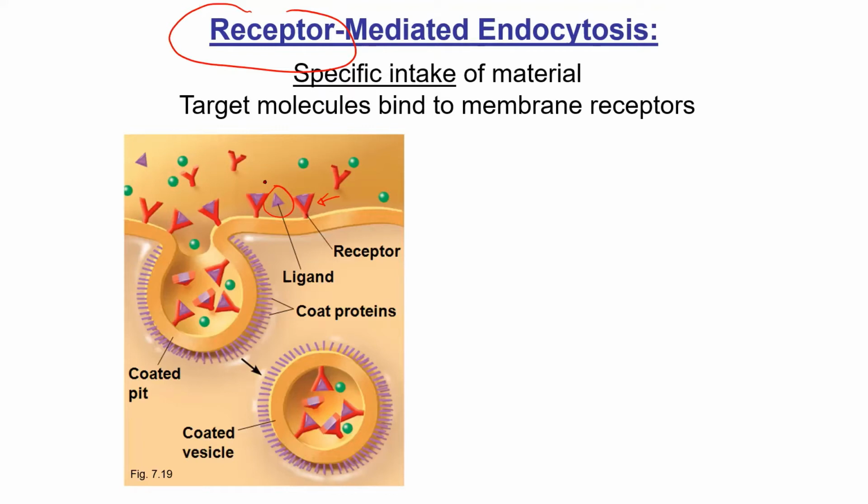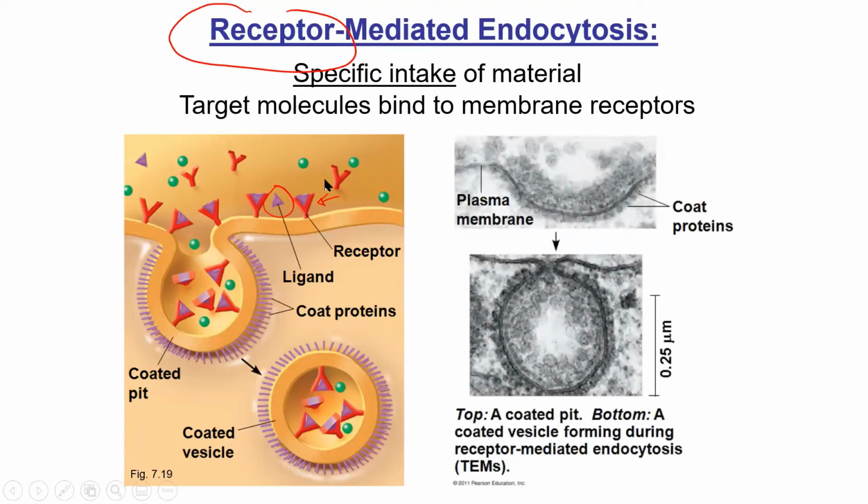It's actually a different process in terms of how these pockets are formed. You can see they have these coated pits and all these kind of things. I'm not going to get into all the specifics on that. You can read about it in the textbook if you like. But a good example of this is one way that our body absorbs cholesterols. You may have heard of HDL and LDL cholesterols, and one of them is good and one of them is bad.